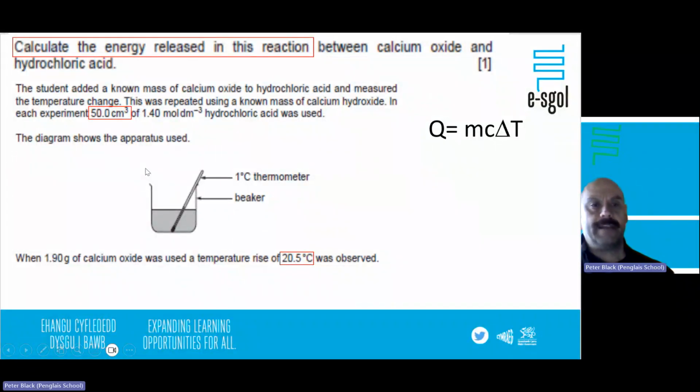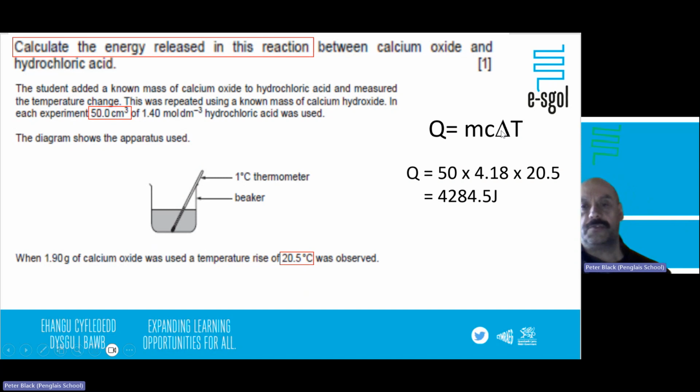All right, so let's calculate Q. So we've got our mass of 50, we've got our temperature change of 20.5 degrees C, heat capacity 4.18, which you'll get off your data sheet. And you can see here that the answer is in joules, and that's because our heat capacity is in joules.